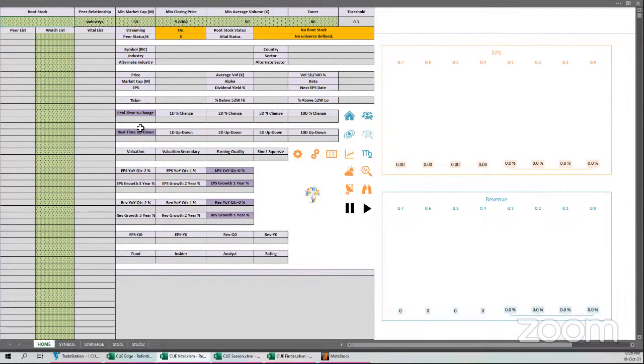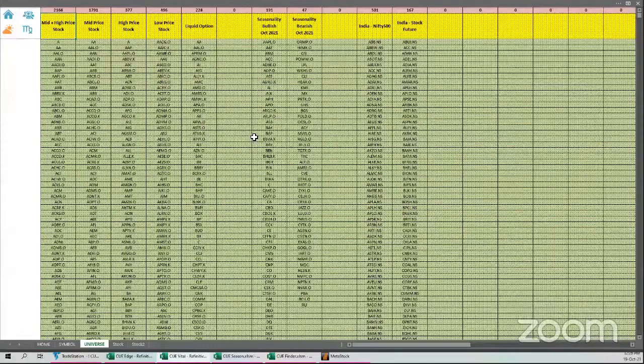If I wanted to drill down to my liquid stock universe, I covered that in the Q Vital session that I conducted earlier, the masterclass. I have this list of liquid stocks. I would like to buy only from this list, 2,168 stocks, all liquid stocks, either mid price or high price.